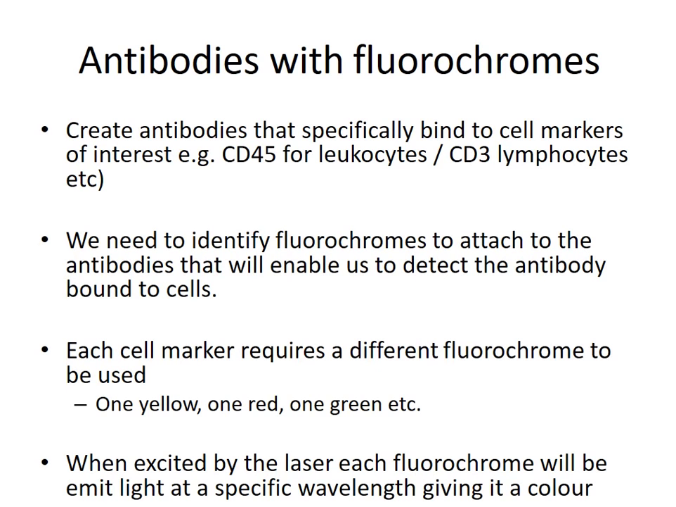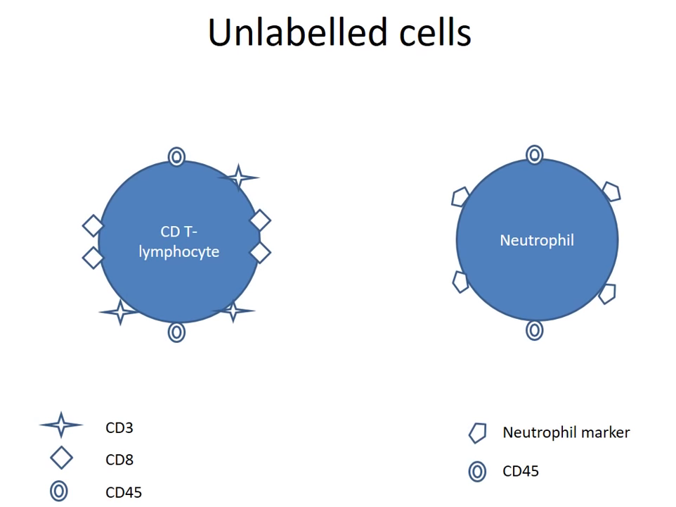So we create antibodies that specifically bind to the cell markers that we're interested in. But we need to identify fluorochromes to attach to the antibodies to enable us to distinguish between the different antibodies attached to the cell. Each cell marker requires a different fluorochrome to be used. And when excited by the laser, the fluorochromes will light up and give off a signal. And this light given off when the fluorochrome is excited will be given off at a specific wavelength and detected by a specific detector.